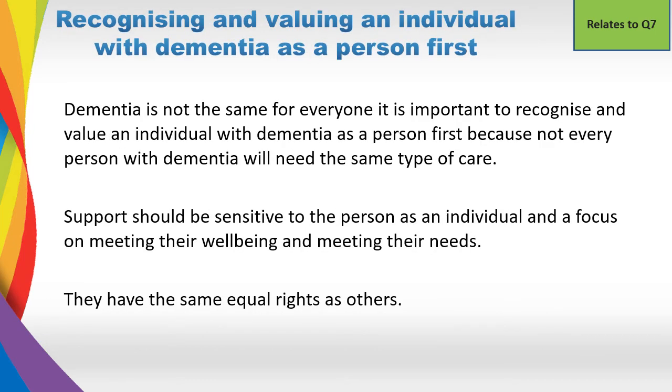Recognising and valuing an individual with dementia as a person first. Dementia is not the same for everybody, and it's important to recognise and value an individual with dementia as a person, because not every person with dementia will need the same type of care. Support needs to be sensitive, and it needs to focus on meeting the well-being and the needs of the individual. And remember, people with dementia have the same equal rights as everybody else.